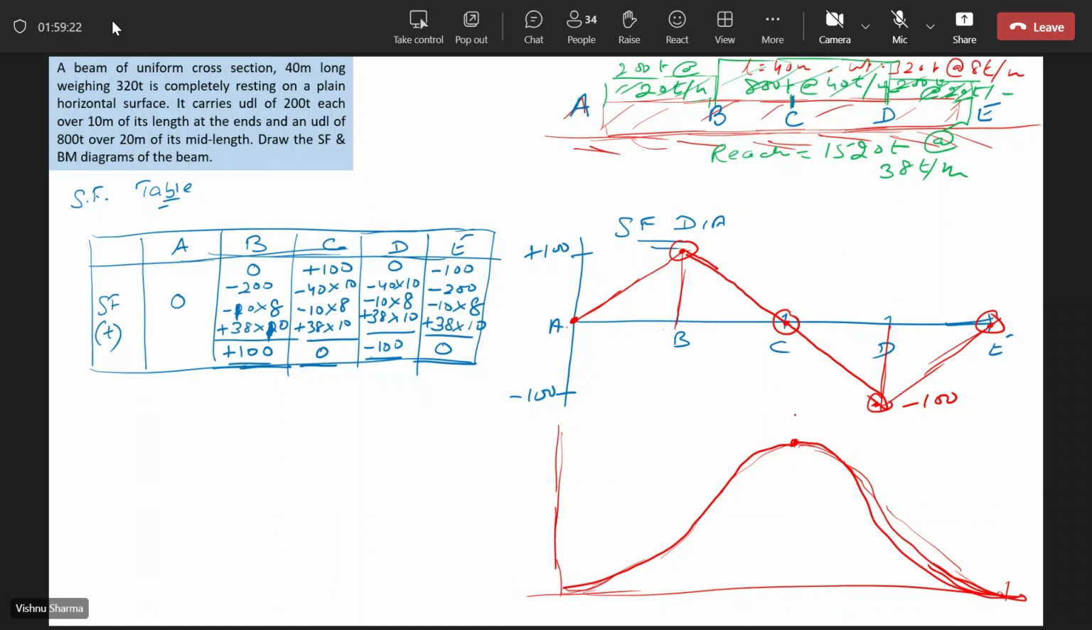Those of you who have drawn, yes or no? Yes, sir. That's right. Correct, class? Will this be the shape of the BM diagram once you get the values? Yes, sir. Guys, have you drawn it or not? Akash, you wanted to match it. Sir, same, sir. Correct.